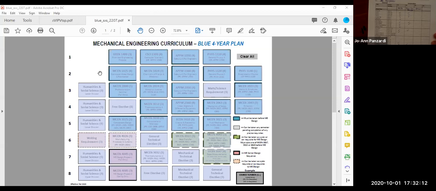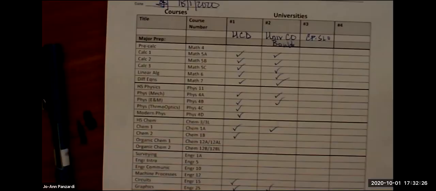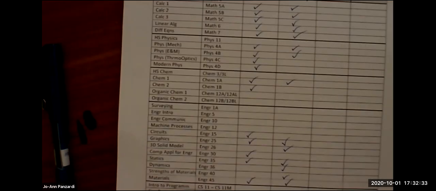Notice I'm not doing any general ed. I'm just looking at the core courses right now. There's linear algebra and differential equations. Mechanics of solids, that's 40, and then dynamics. So I'm going to close this again. So right now, looking at these two schools, it's showing me what I need to do if I want to apply to both schools.